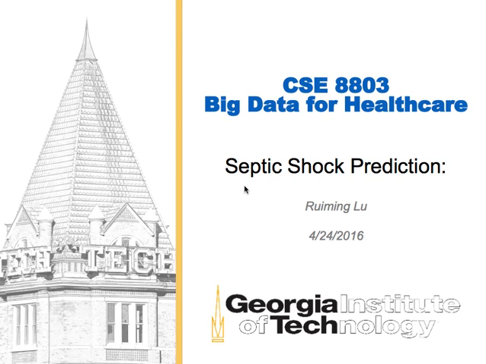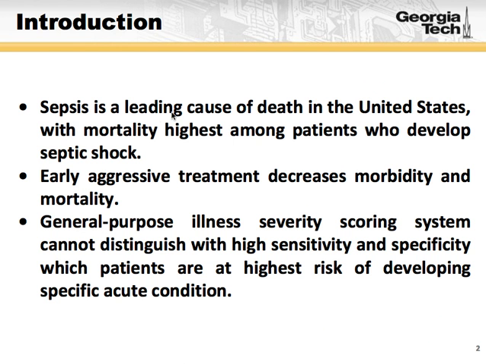Hello everyone, my name is Ruimin, and today I'm going to talk about my final project, septic shock prediction. Sepsis is the leading cause of death in the United States, with mortality highest among patients who develop septic shock. Only aggressive treatment decreases morbidity and mortality.